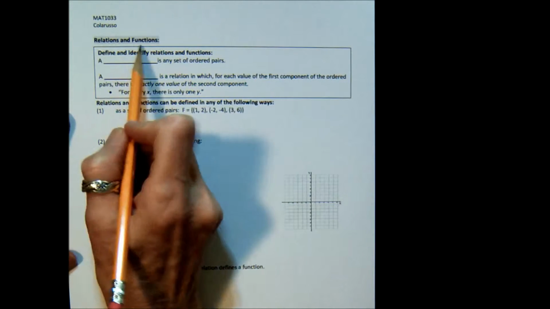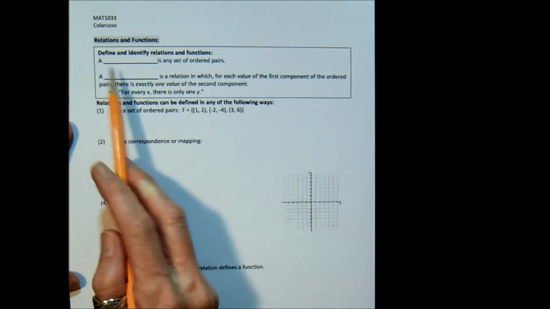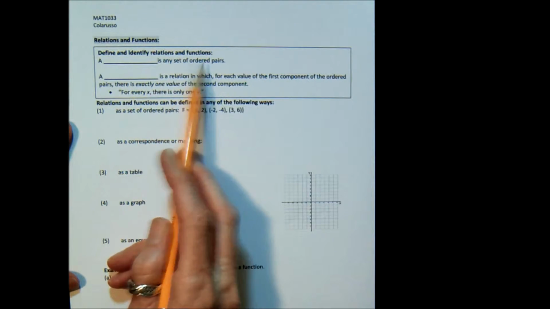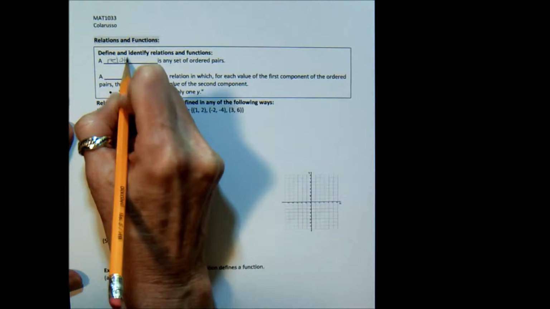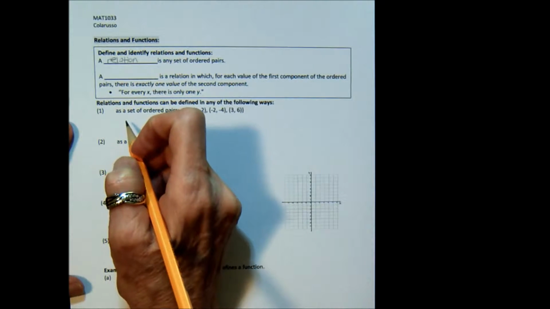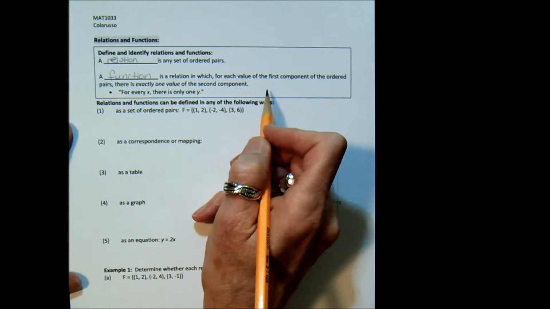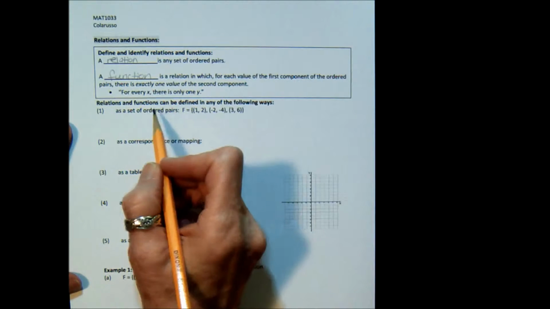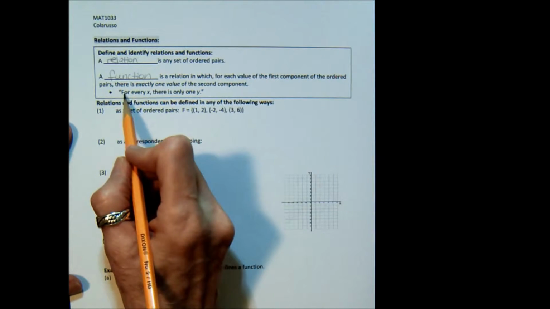This topic is relations and functions. So if you will look at your notes at the top, it says define and identify relations and functions. A relation is any set of ordered pairs, so it's just a set of ordered pairs, and a function is a relation in which for every value of the first component of the ordered pair, there is exactly one value of the second component. Or in other words, for every x, there is only one y.